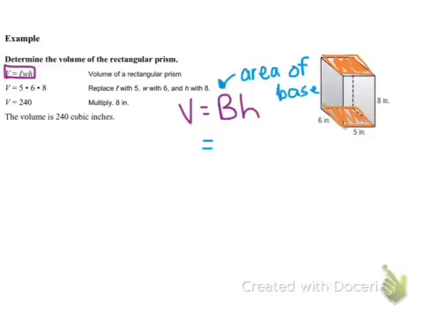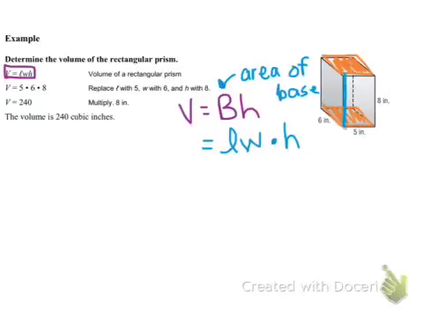So we just identified the base as a rectangle. The formula for the area of a rectangle is length times the width. Then we're going to multiply that times the height of the prism. So let's identify that. Height of the prism is the distance from base to base. So in this case, that's this distance right here.